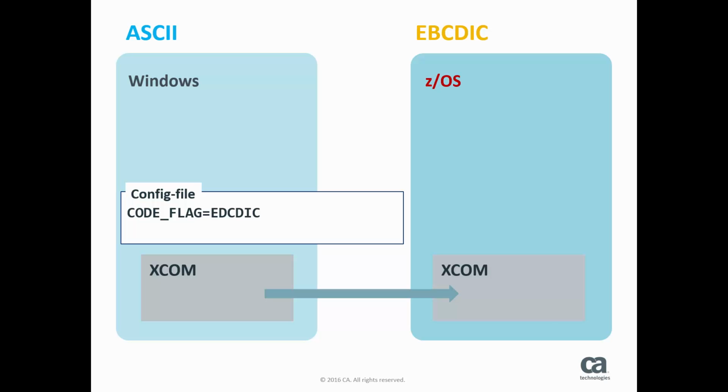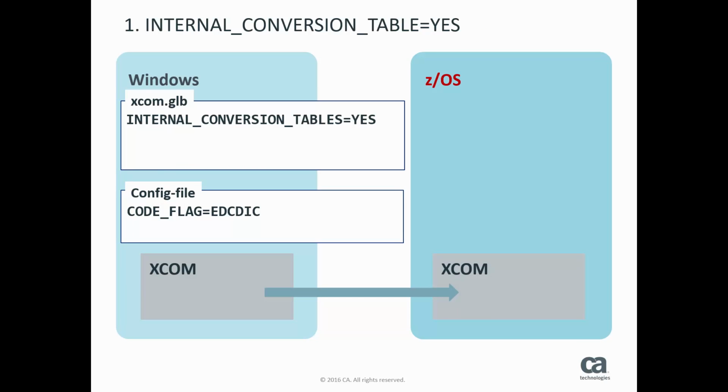To get the characters translated, we code FLAG=EBCDIC in the configuration file for the transfer. This translation is done using internal hard-coded conversion tables when the parameter INTERNAL_CONVERSION_TABLES in the XCOM global file is set to yes. This table is hard-coded and converts all lower and uppercase characters, the numbers and special characters such as the dollar sign, the hash sign and the ampersand.